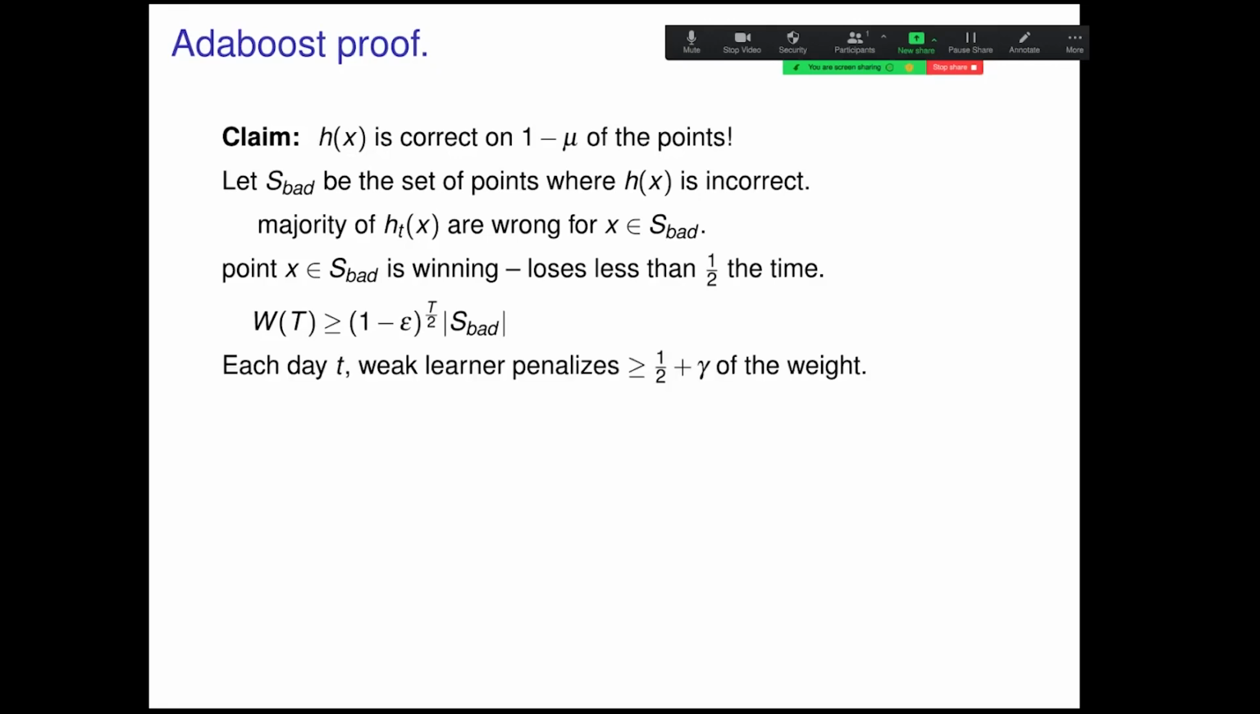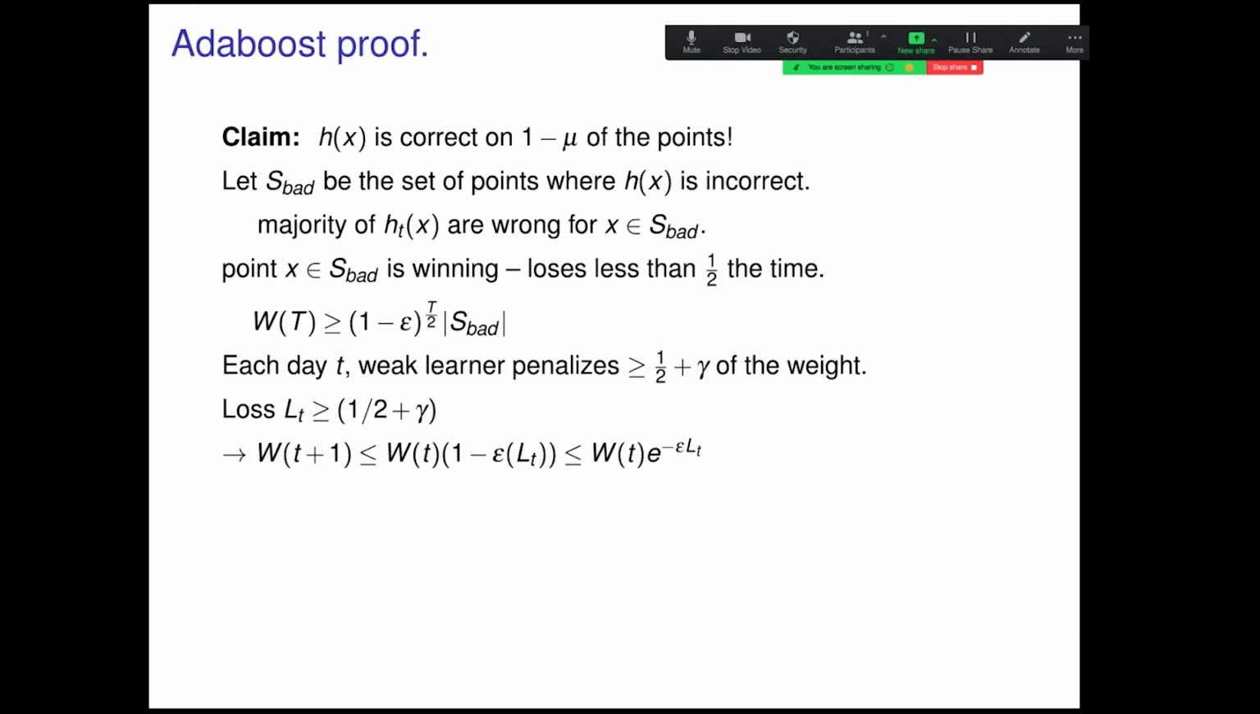Okay, each day t, a weak learner penalizes 1/2 plus gamma of the weight. I mean, it is a nasty calculation, but at least it's short. So in general, the weight function is going down, right? Because you're multiplying things by 1 minus epsilon. And in fact, you're multiplying the majority of weight by 1 minus epsilon. But you're not multiplying the majority of points. But that's exactly what we're measuring. So we're saying the weight is going down fast because you're multiplying the majority of weight by 1 minus epsilon.